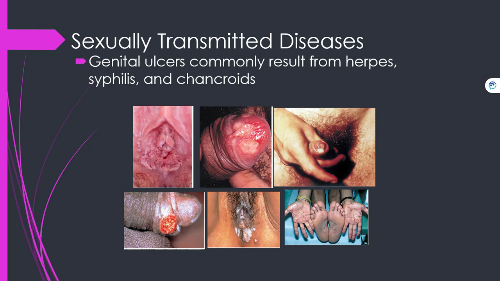Genital sores are commonly caused by sexually transmitted infections, but they may also be the result of skin disorders or other infections. Genital herpes is an infection that causes outbreaks of blisters or ulcers on the genitals. Herpes, syphilis, and chancroids are the most common cause of genital sores in the United States.